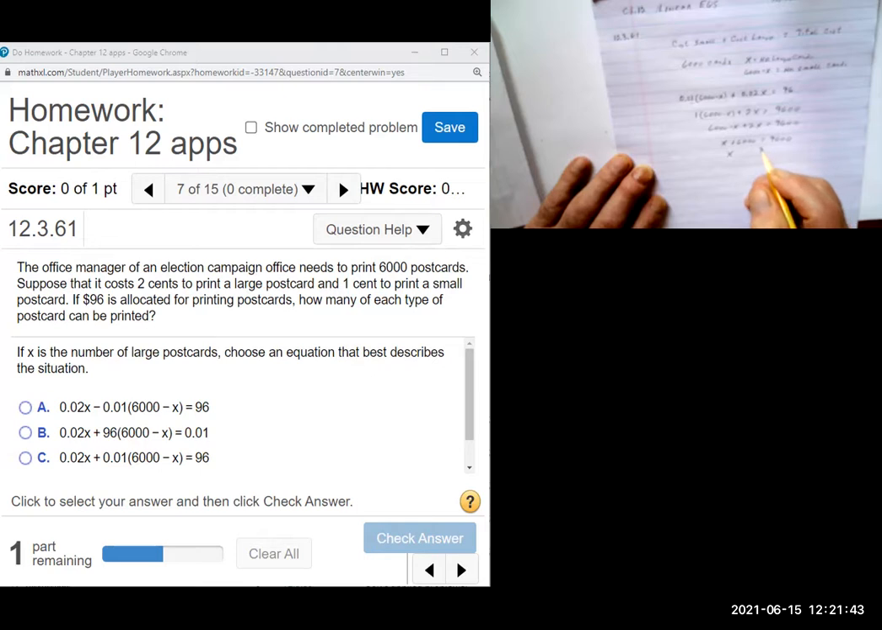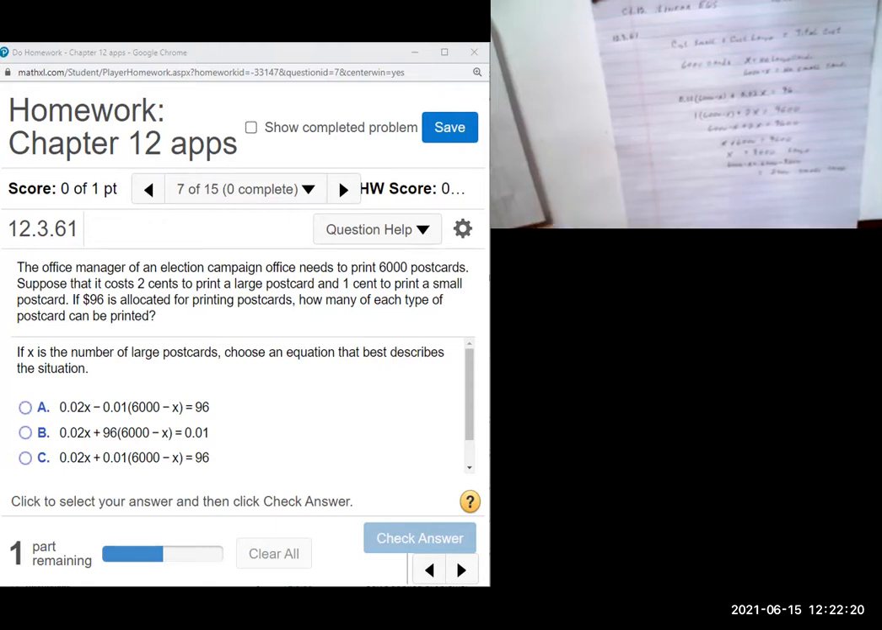Solve for X by moving 6,000 to the right. That gives me 3,600. That's the number of large cards. The number of small cards would be 6,000 minus X, or 6,000 minus 3,600. And that's 2,400. So 2,400 small cards.